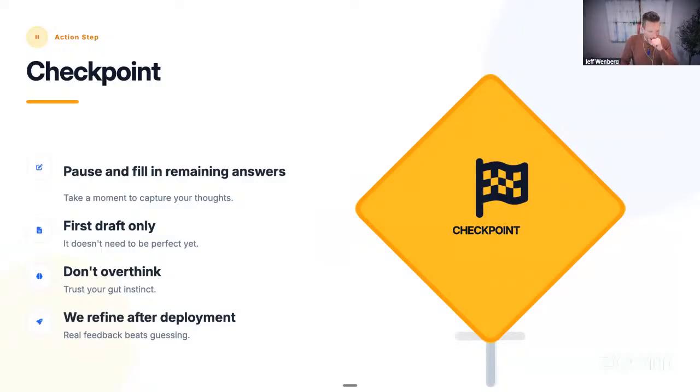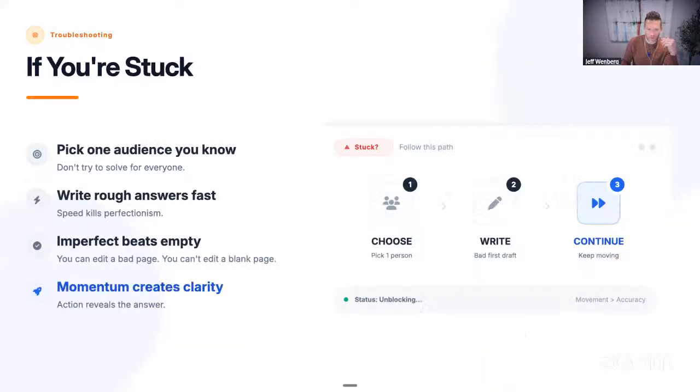We're going to refine this again and again. So even if your answers aren't something that resonates, you're going to get that feedback and you can always come back and change it. So don't overthink this. If you're stuck, just pick one audience that you really like working with and build everything for them.